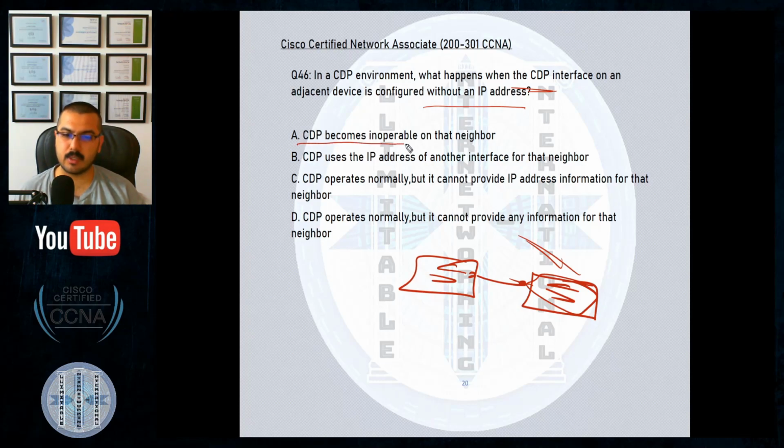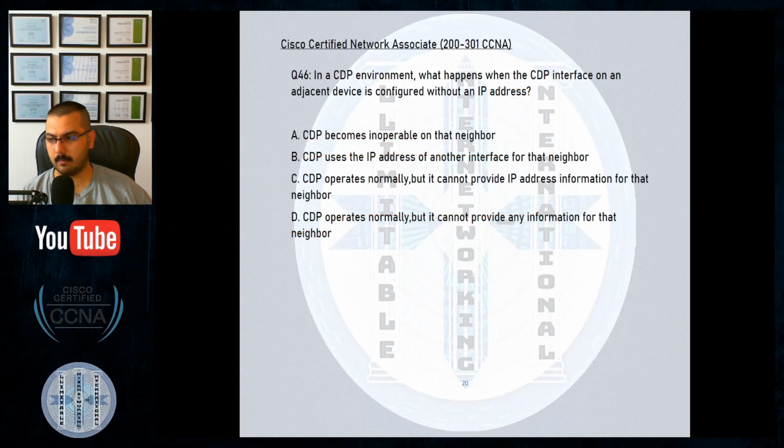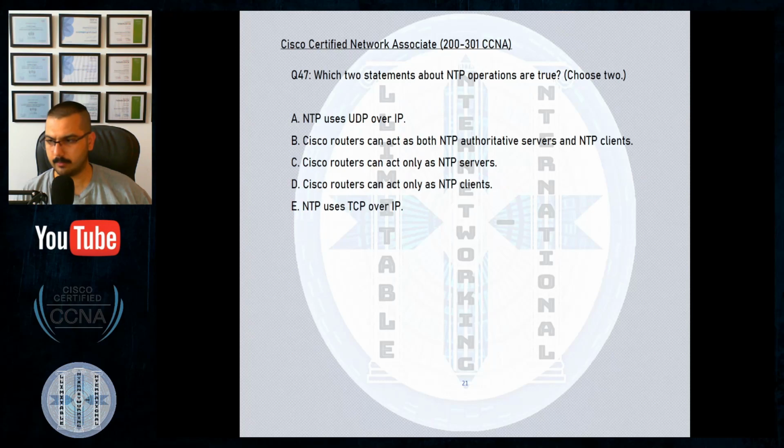So CDP becomes inoperable? No. Uses the IP address of another interface? No. Operates normally, but it cannot provide an IP address? No problem. Operates normally, but it cannot provide any information? No, it will provide a lot of information, just like the MAC address. This is the first one that will be provided. So there is no problem with that.